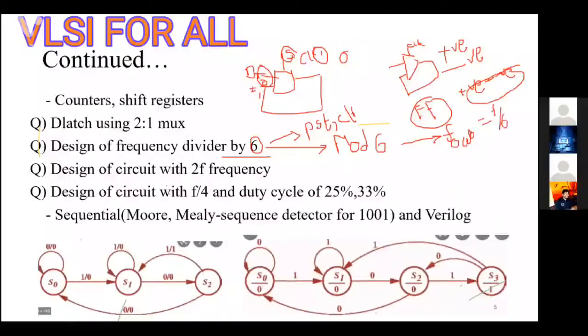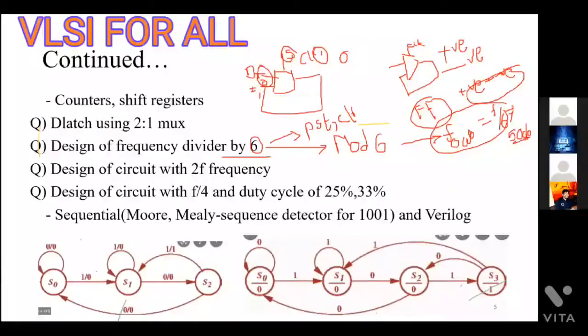Here I want to ask a question. The output which I am obtaining is of frequency f by 6. But what is the duty cycle? Is it 50% or anything different? You can answer this at the last.